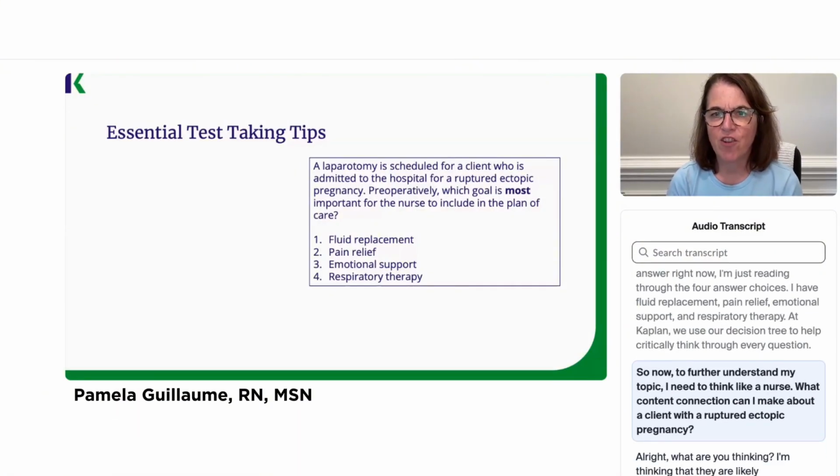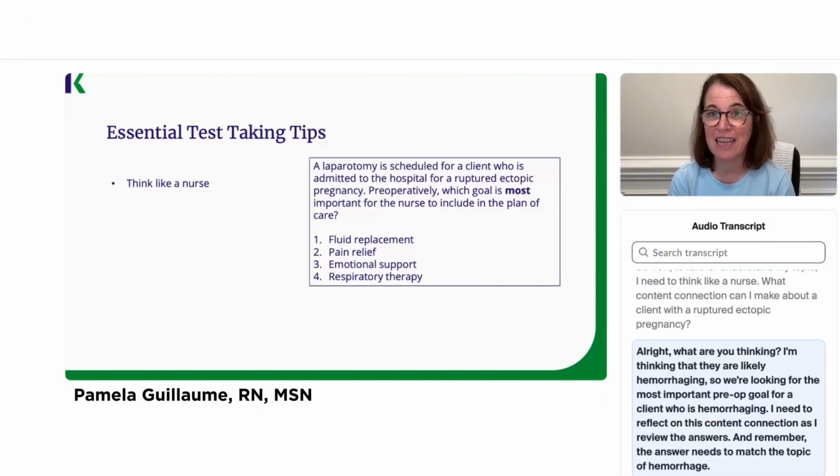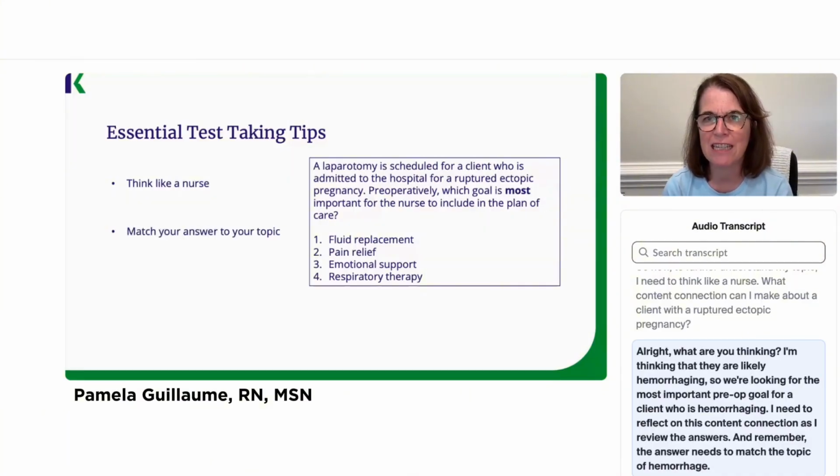So now to further understand my topic, I need to think like a nurse. What content connection can I make about a client with a ruptured ectopic pregnancy? All right, what are you thinking? I'm thinking that they are likely hemorrhaging. So we're looking for the most important pre-op goal for a client who is hemorrhaging. I need to reflect on this content connection as I review the answers. And remember, the answer needs to match the topic of hemorrhage.